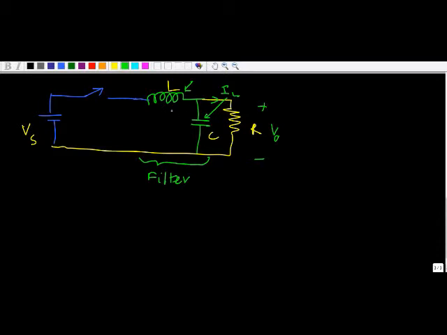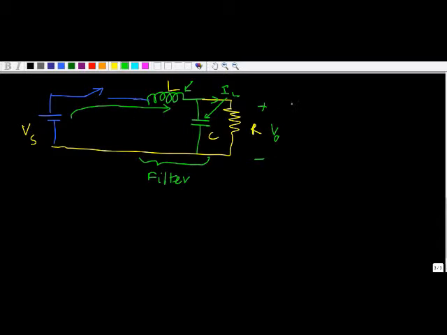So this works as a current filter and this works as a voltage filter. Now what happens is, when this switch is closed, current starts to flow through the inductor, and when this switch opens, what happens to this current? Because we know the inductor doesn't allow the current to suddenly drop to 0, but here this current has to drop to 0. Then where will this current go?